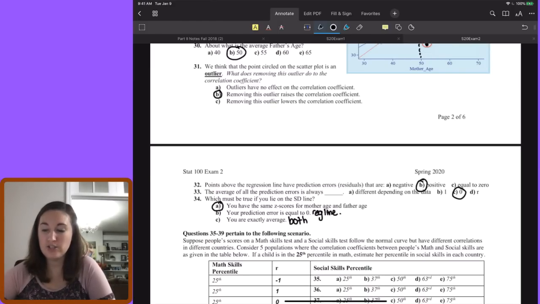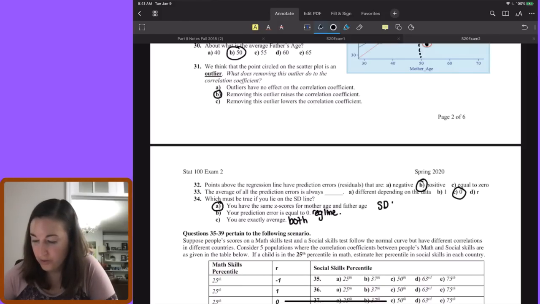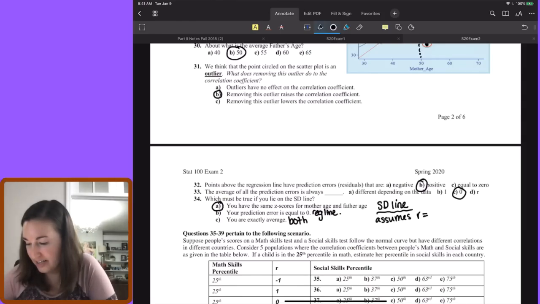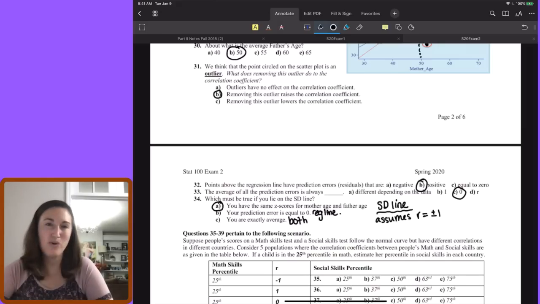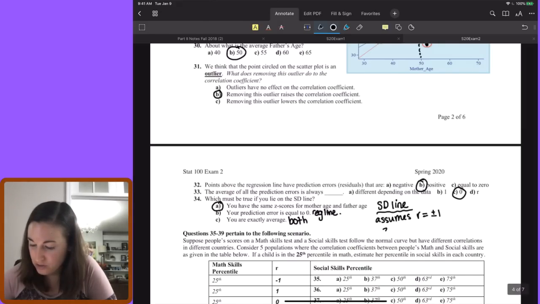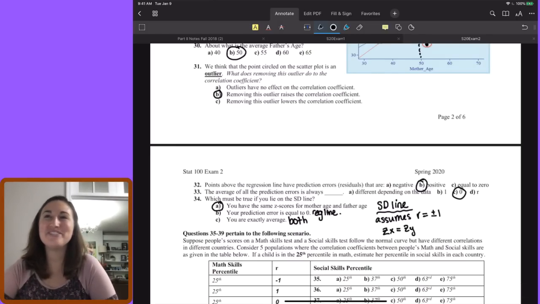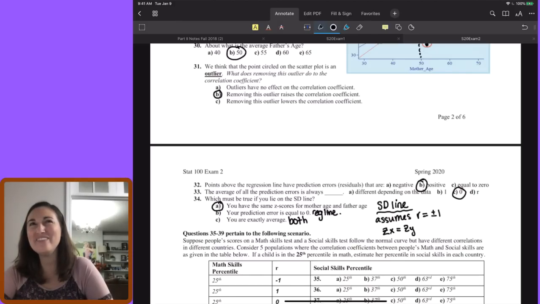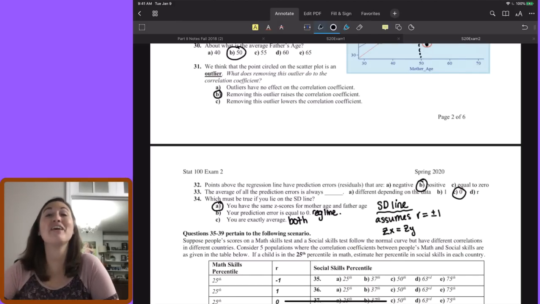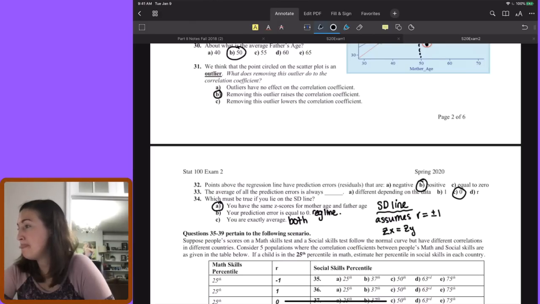So there's two things you guys should know about the SD line for the exam. So the SD line assumes R is equal to either plus or minus 1 depending on the correlation, if it's positive or negative, and it assumes that your z-scores for x and y are equal. So see chapter 6 or chapter 7? Chapter 7 if you have questions on that.